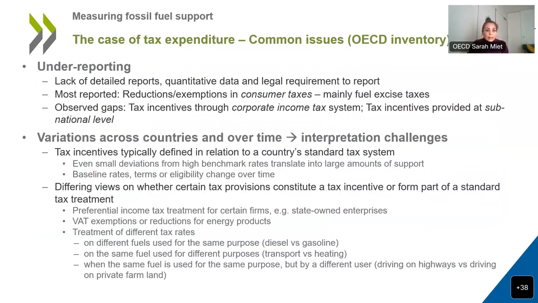In particular, the case of tax expenditure is relevant for OECD countries, which provide most of their support to fossil fuels in the form of tax expenditures. But for example, only 16 out of the 24 OECD and G20 economies included in the OECD inventory produce tax expenditure reports that record the revenue foregone from providing tax benefits. So there are a lot of data gaps remaining in the tax expenditure data. The most reported ones are reductions and exemptions to consumer taxes, and in that category, mainly fuel excise taxes. Then there is the corporate income tax system and some at the subnational level.